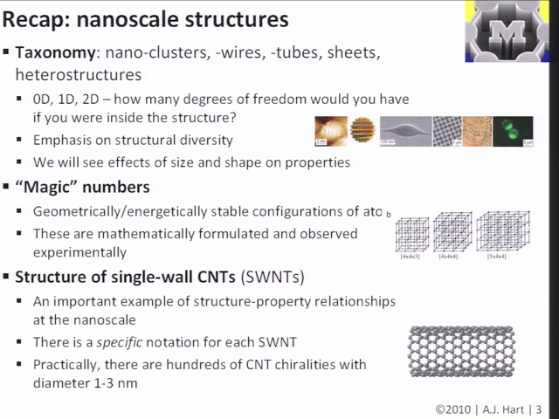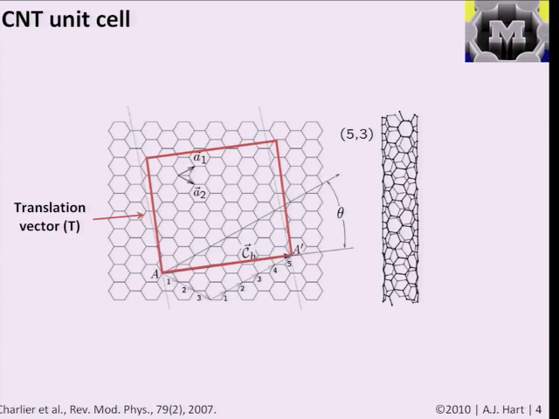And then third, we talked about the structure of carbon nanotubes, specifically single-wall nanotubes, as an example that we'll build upon in terms of what I'll call structure-property relationships, or how minute changes in the organization of the atoms at the nanoscale can mean pretty significant changes in the properties of the structures. And we saw that there's this specific notation for each single-wall nanotube, which is based on mapping the hexagonal lattice of the graphene sheet to the tubular arrangement of the nanotube.